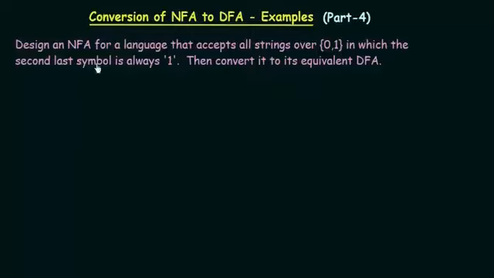So what we have to do is design an NFA for a language that accepts all strings in which the second last symbol is always 1. For example, the strings that it should accept are strings like 1 0 1 0. See, the second last symbol is 1. Or let's say 1 1 0, or let's say 1 1 0 1 0 1 0. See, the second last symbols are always 1. These kinds of strings are the strings that should be accepted by our NFA.